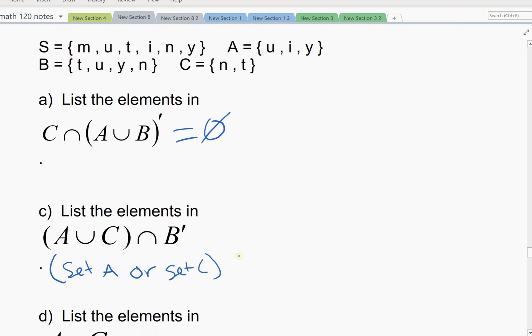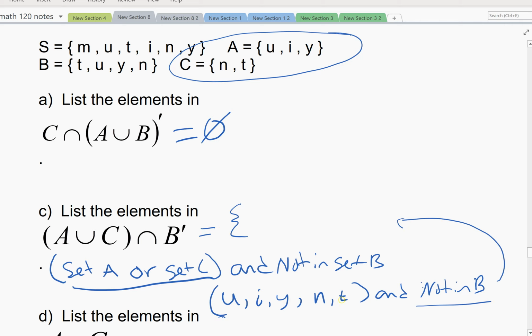So are any of these letters in the group not in B? And that'll be my final answer. So U, I, Y, N, and T. Are any of those letters not in B, right? And not in B. So anything from that group, and they're not in B.